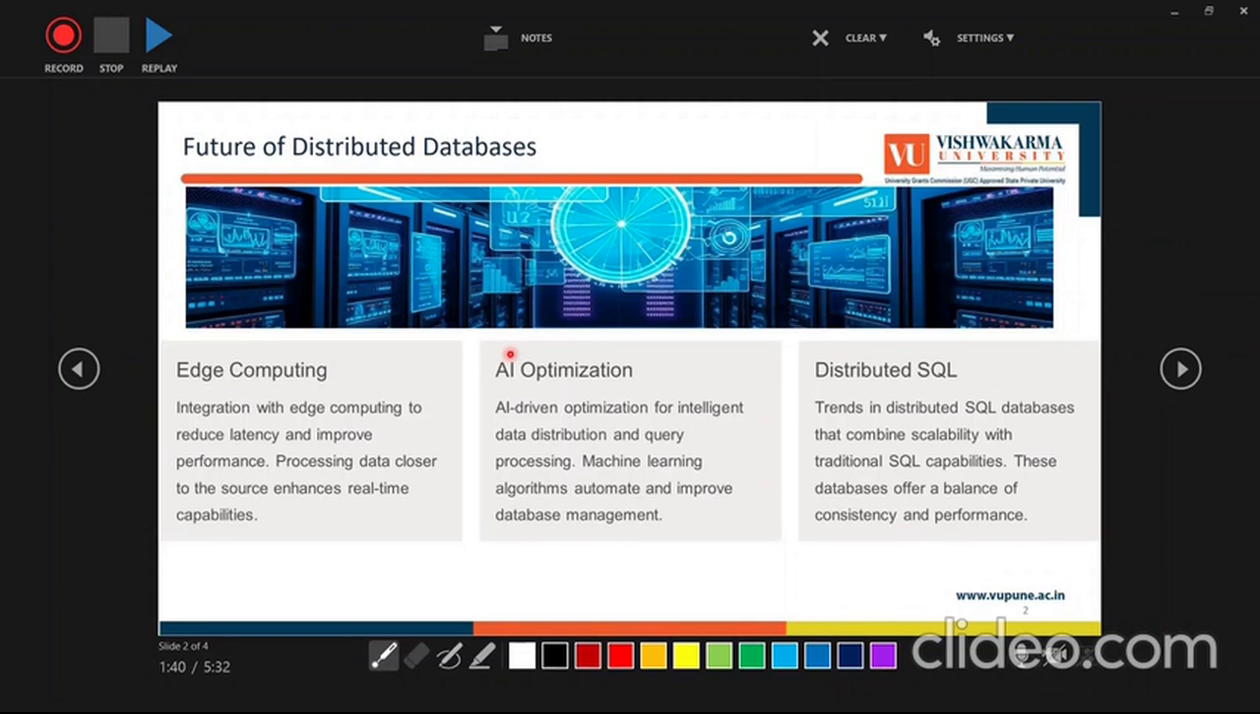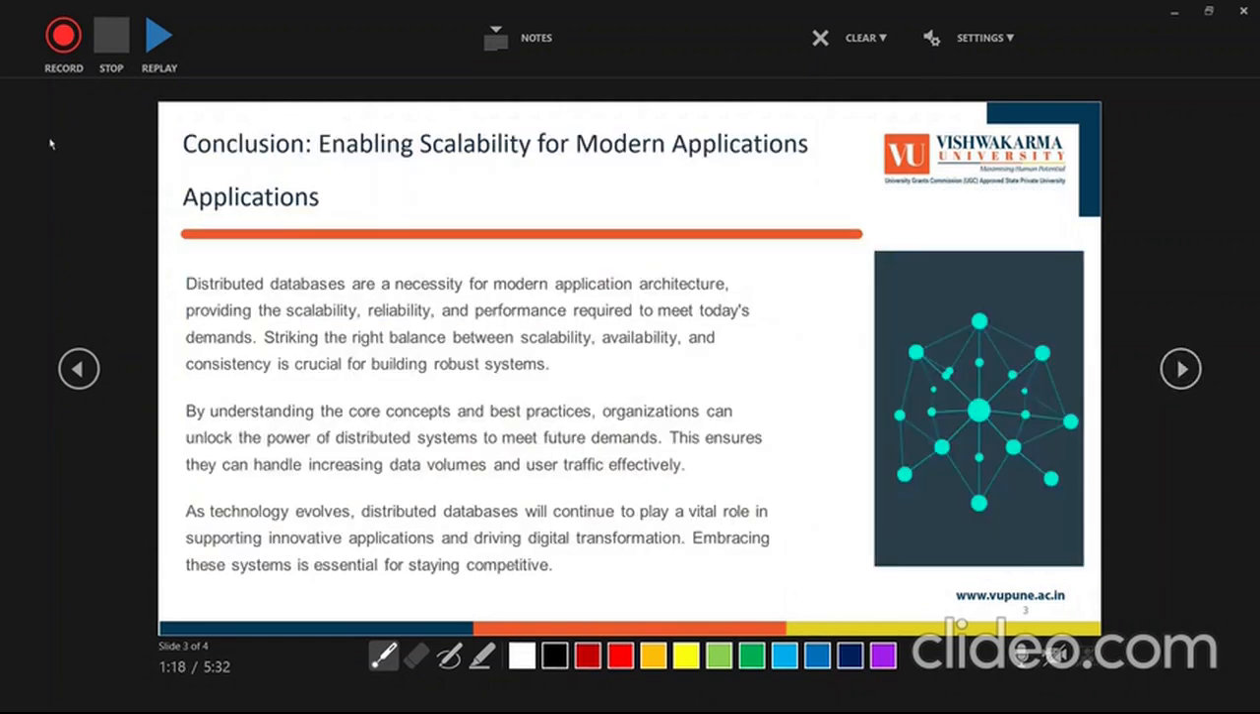After that, distributed SQL. In distributed SQL, it offers you a balance of consistency and performance. After that, the conclusion: enabling scalability for modern applications. A distributed database is necessary for modern applications. It provides scalability, reliability, and performance according to user demand and today's demands.